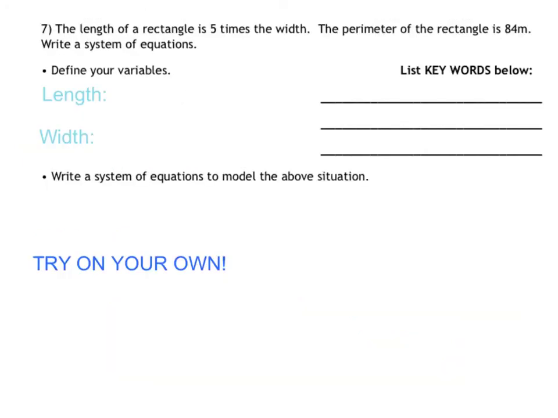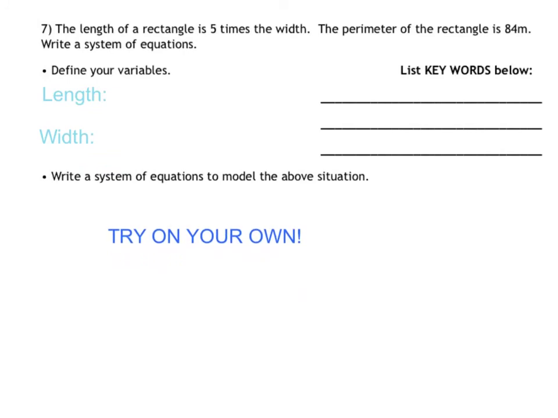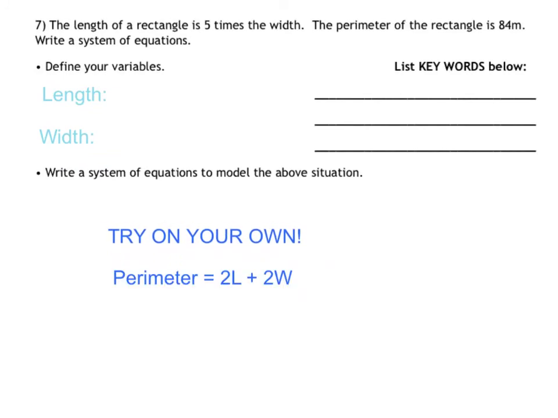7. The length of a rectangle is 5 times the width. The perimeter of the rectangle is 84 meters. Write a system of equations. I want you to try this one on your own. Okay, notice I already have the 2 things that are your variables. You do need to make sure that you remember the perimeter, okay, really is 2L plus 2W. Make sure you pause the video right now and actually work this out first.